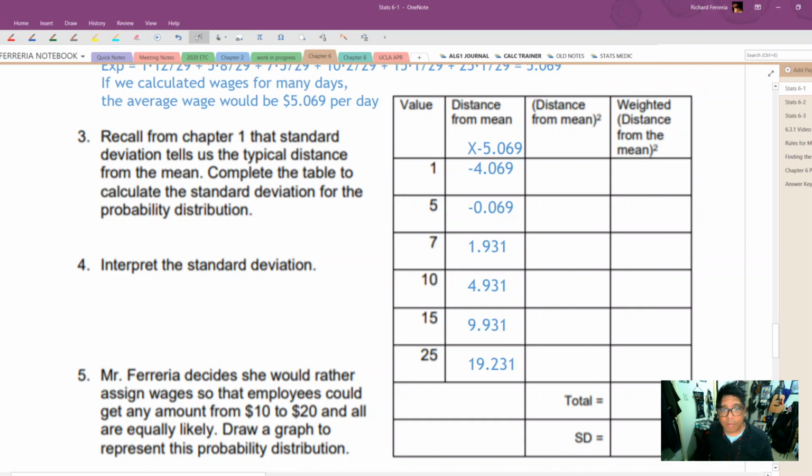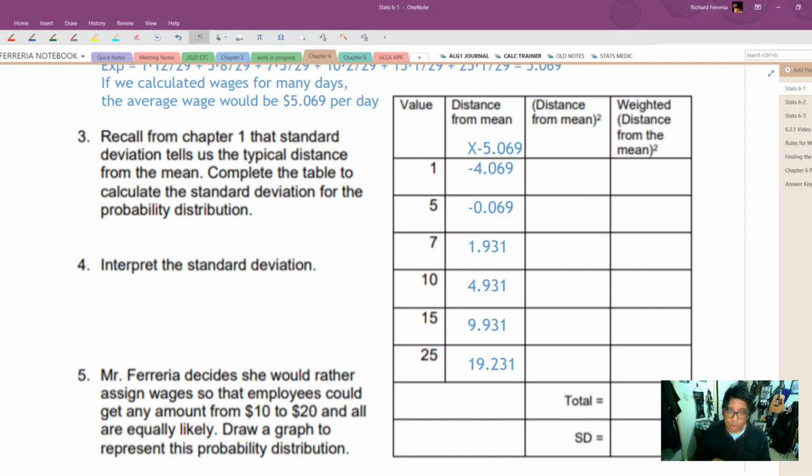There we go. 5 minus 5.069 is negative 0.069. 7 minus 5.069 is 1.931. And down to 15 minus 5.069 is 9.931, etc., etc. Next, we're going to take all of those deviations. When you subtract the mean from all of the observations, you create a deviation.